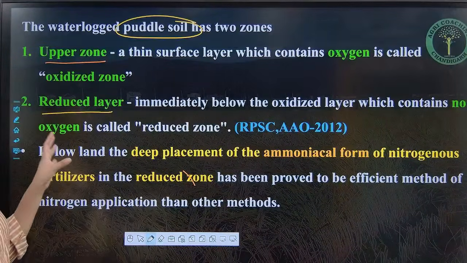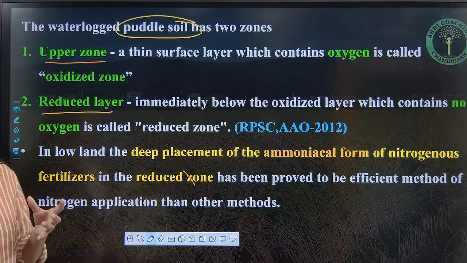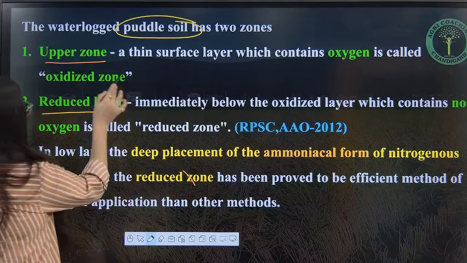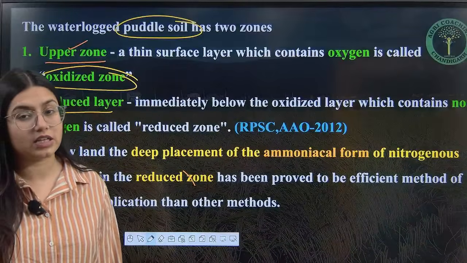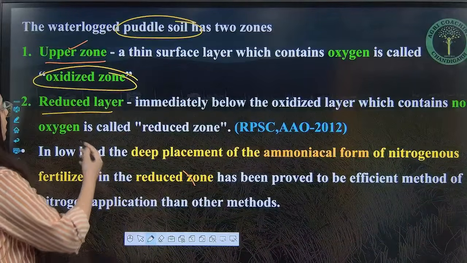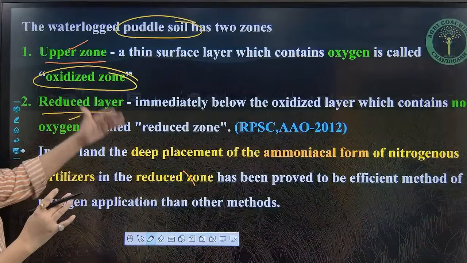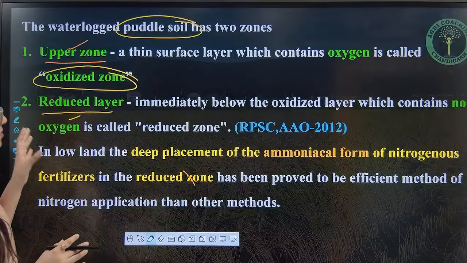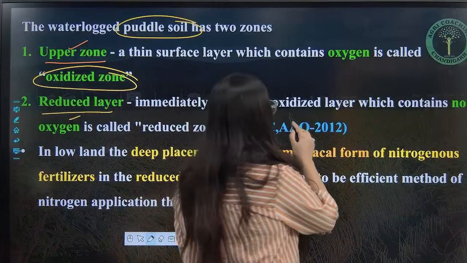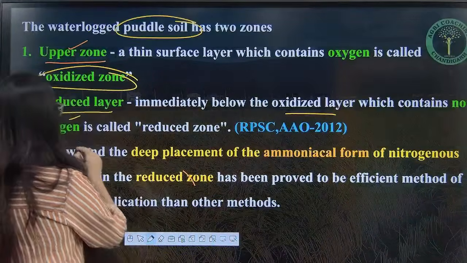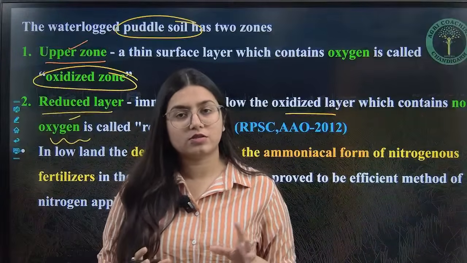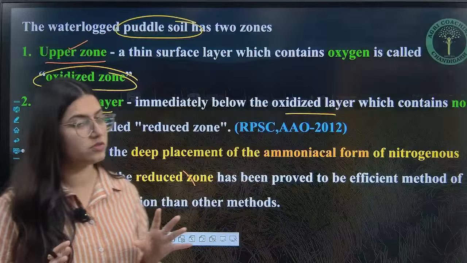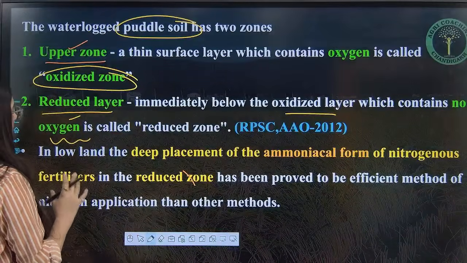The upper zone, a thin surface layer which contains oxygen, is called the oxidized zone. The reduced layer is immediately below the oxidized layer, and it does not contain any oxygen. This is known as the reduced zone. So we have two zones, the upper oxidized zone and the reduced zone.